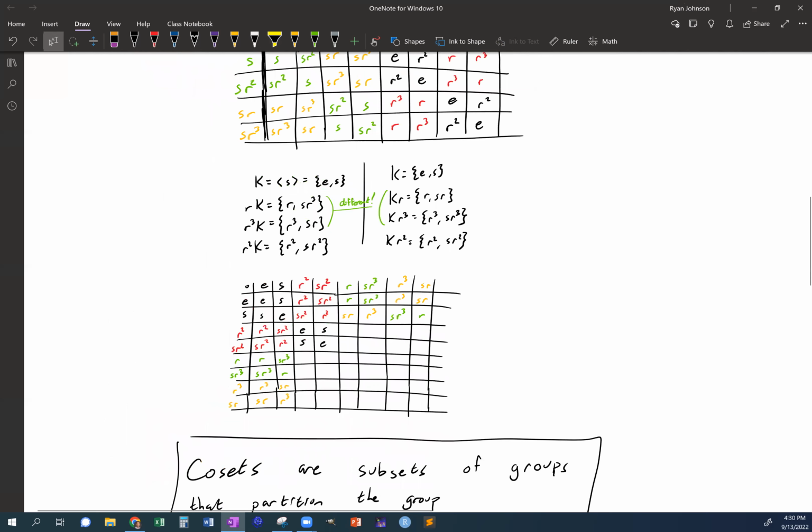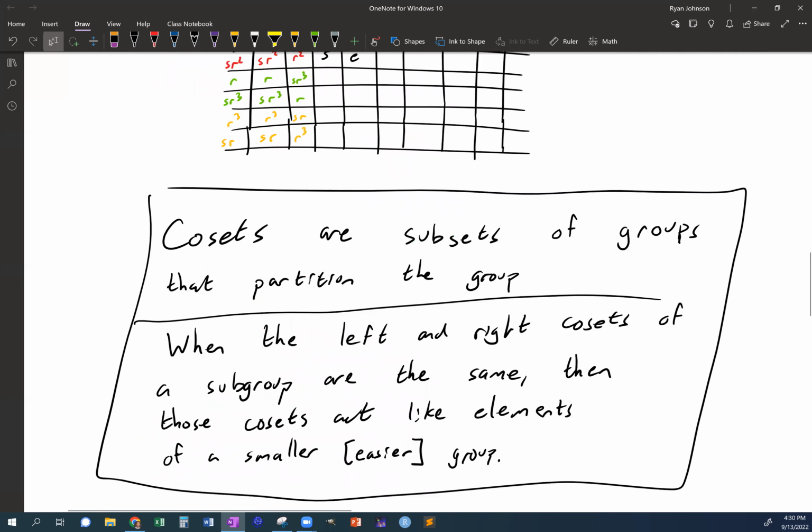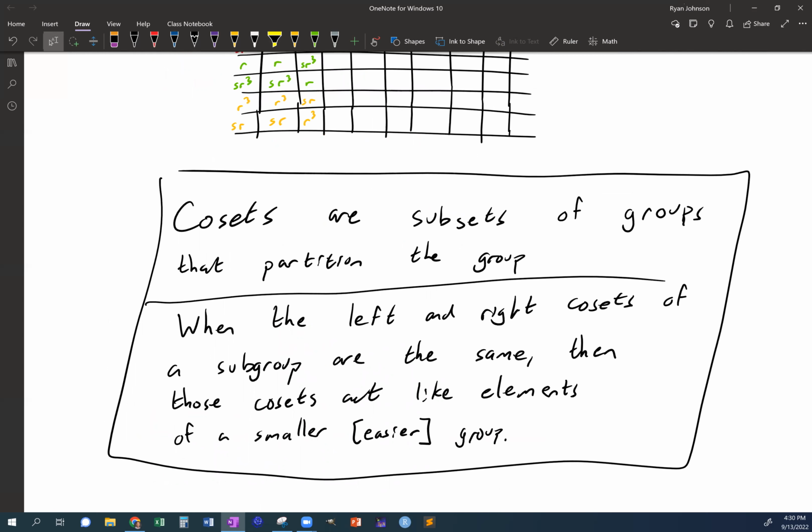Now, there's a couple of takeaways from class today. Cosets are subsets of groups that partition the group. Think about a group: you break it into equal size subsets based on usually a subgroup, and then all the things that are just like a subgroup except multiplied by a group element. When the left and right cosets of a subgroup are the same, those cosets act like elements of a smaller, easier group, which tells us something about the structure of the group. Okay, those were our main takeaways from class today.